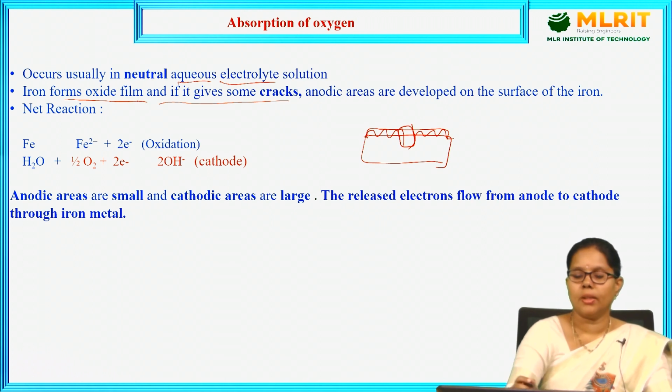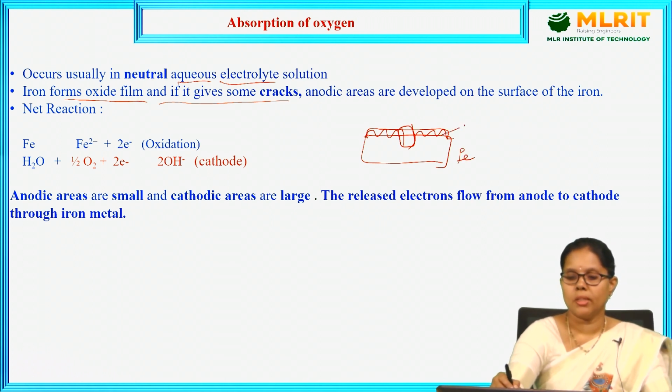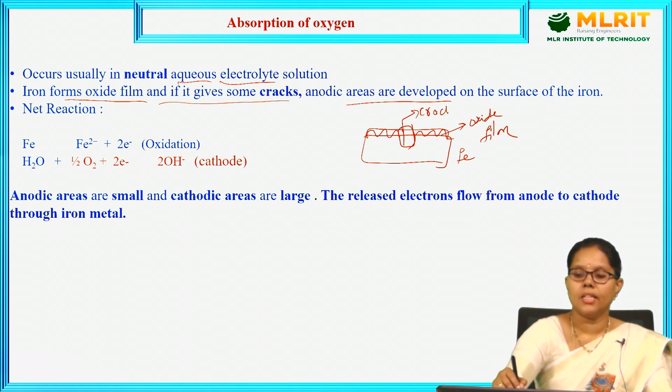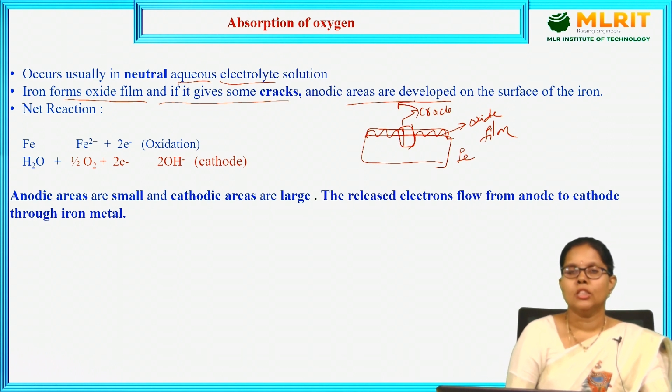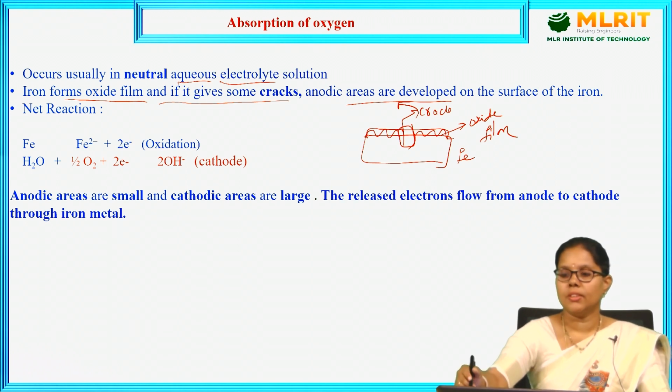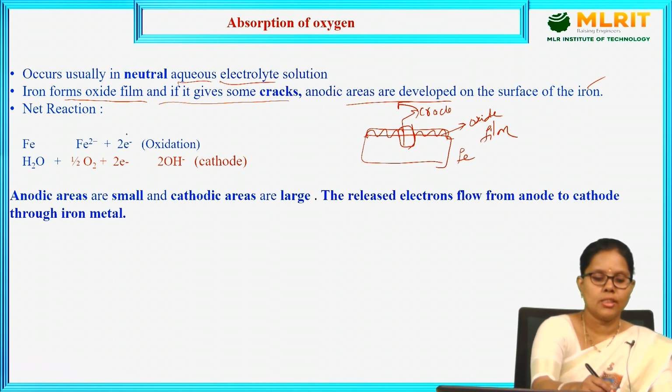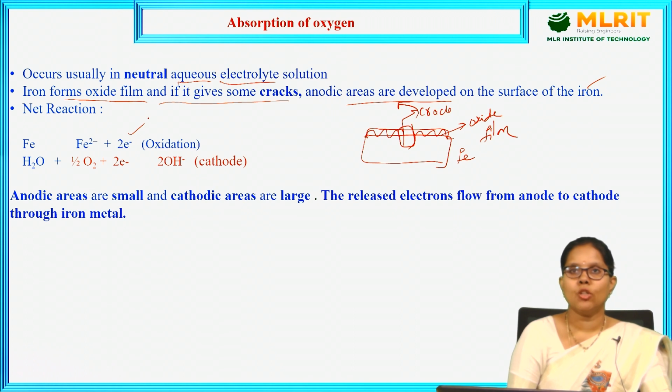Iron forms an oxide film. If there is a crack in the oxide film, which is a protective layer, anodic areas are developed. Therefore, the area where there is a crack is called the anodic area. It is exposed to the corrosive environment, the aqueous electrolyte solution, on the surface of the iron. At the anodic area, iron is oxidized and releases 2 electrons.